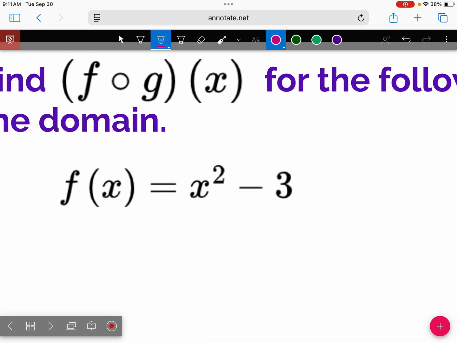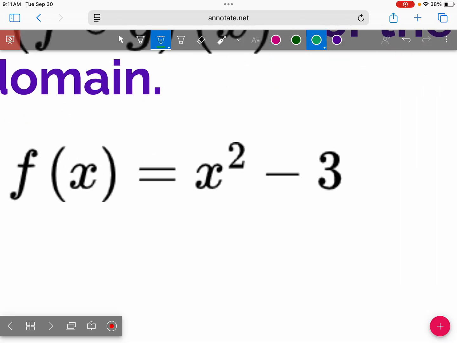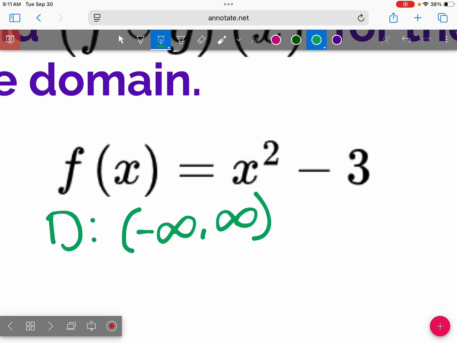So the first thing I want to think about, because we are talking about finding the domain eventually anyway, is: what is the domain of f of x here? All real numbers. This is a parabola. Our domain is everything from negative infinity to positive infinity. Everything.